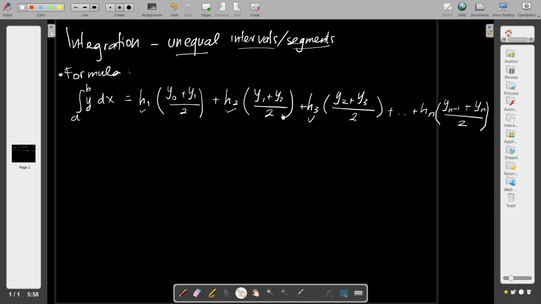For better understanding, let's do an example. We are going to find the integration from 0 to 10 of x to the power of 2 plus 1 dx. So we are going to find the value of this expression.